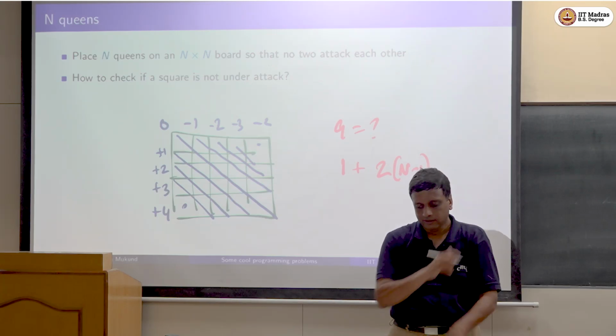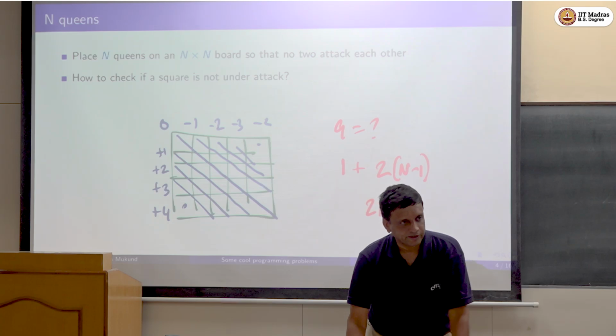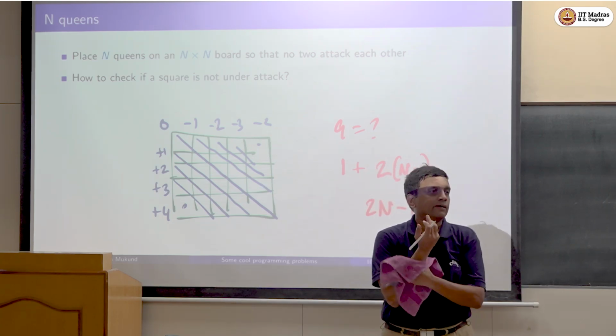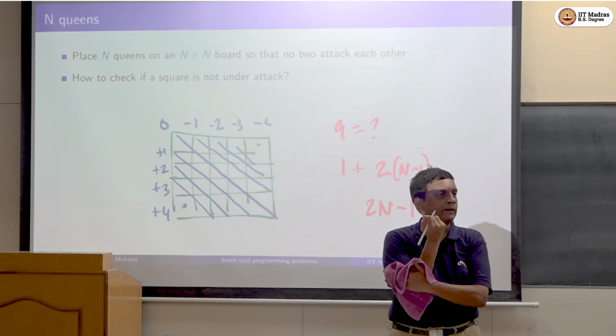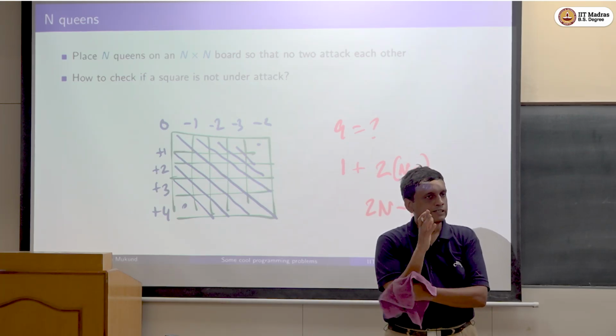Plus 1. And if I simplify this, it is 2n minus 2 plus 1, which is 2n minus 1. So basically, if I have a standard chessboard with 8 by 8, I would have 2 into 8, 16 minus 1, 15 diagonals.